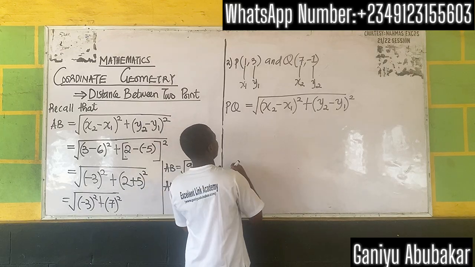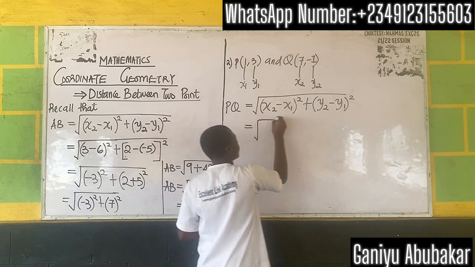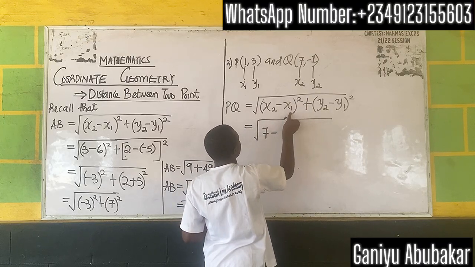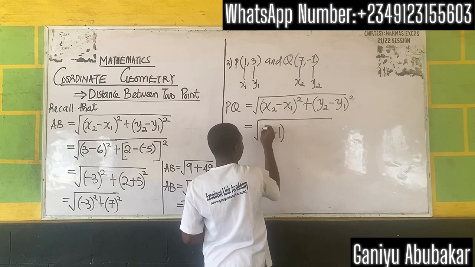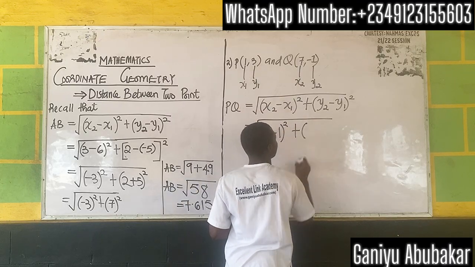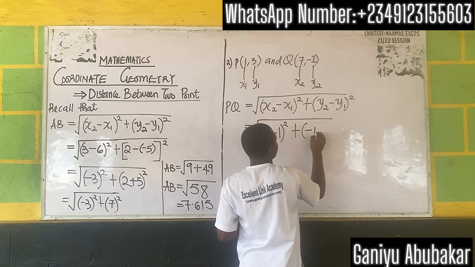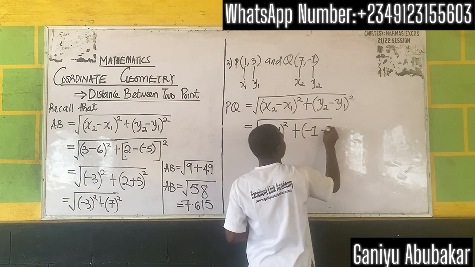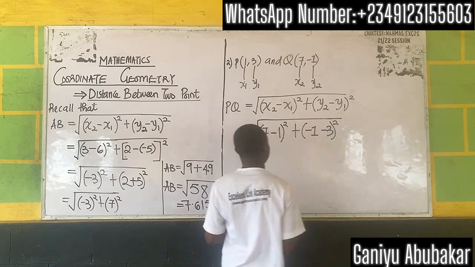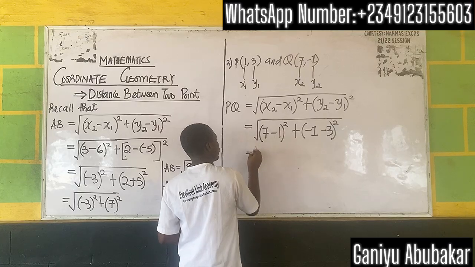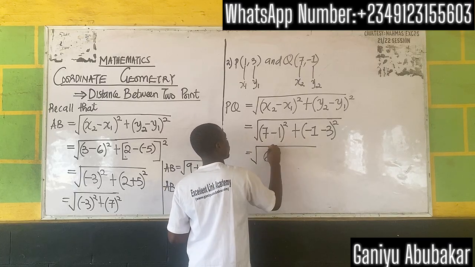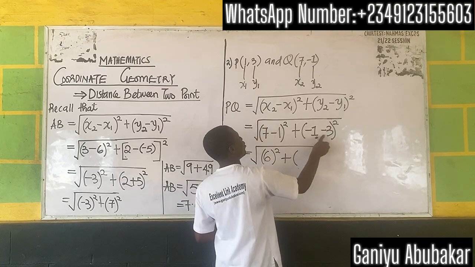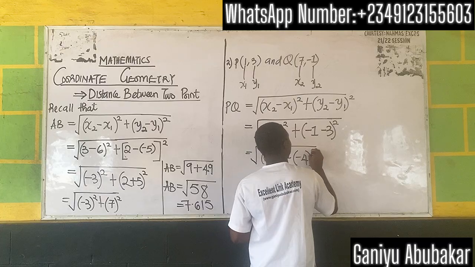So this gives you PQ equal to the square root of (x2 is 7 minus x1 is 1) all squared plus (y2 is of course negative 1 minus y1 is of course 3) all squared. Moving on, this is equal to the square root of 6 squared, since 7 minus 1 gives you 6, plus minus 1 minus 3 gives you minus 4 over there, all squared.